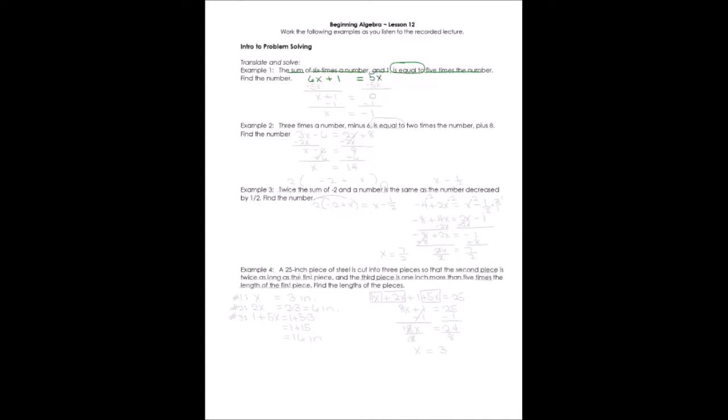Now I want to get my variables together. I'll subtract out 5x from both sides, and I have x plus 1 is equal to 0. It is very important that I keep this 0 over here because it's holding up its side of the equation. Now I need to get rid of this positive 1, so I'll subtract 1 from both sides, and x is going to equal negative 1.